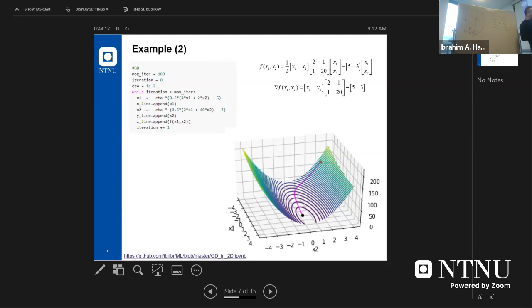So this function here is gradient descent in 2D. If you want to get this one. So online, do you have any questions? Any questions for this 2D function? So we did that for a 1D function and a 2D function.